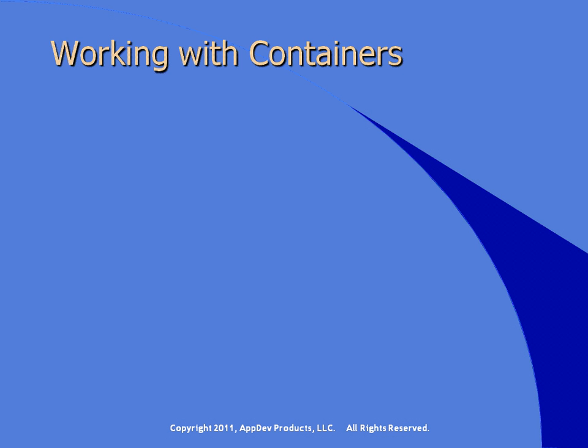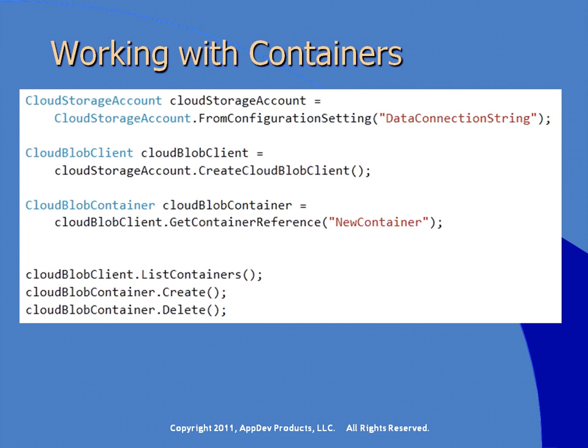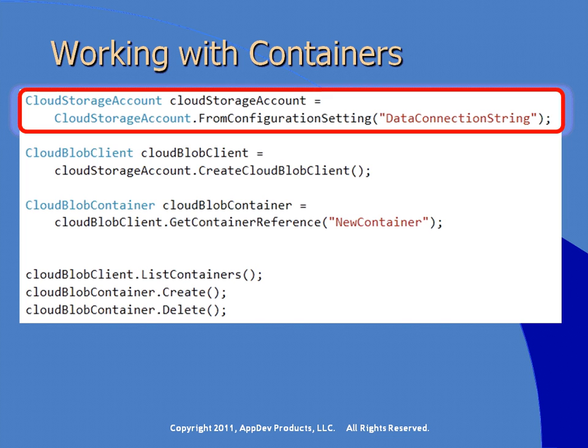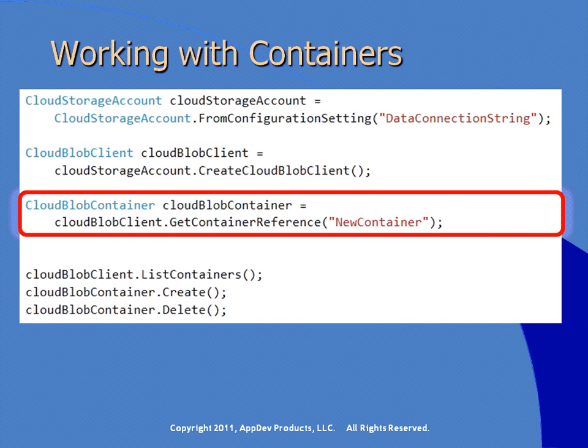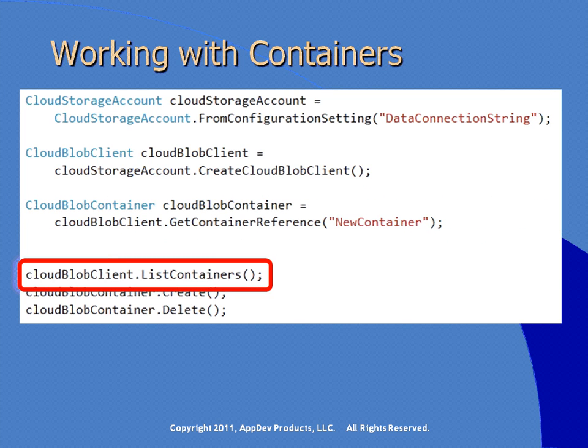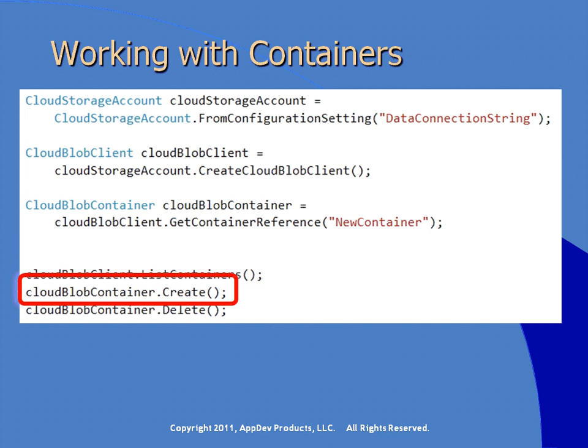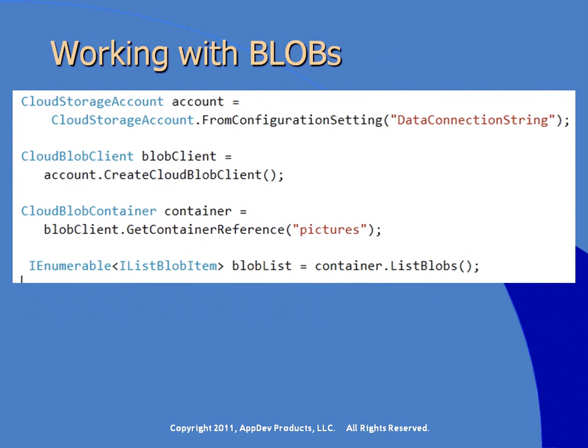So let's take a look at how you would work with containers. It's actually very similar to working with tables and queues. The first thing to do is to get an instance of your cloud storage account, then get an instance of the cloud blob client, and then you can get an instance of a specific cloud blob container. Once you have access to the cloud blob client and cloud blob container, you can list containers, create containers, or delete containers. And once you're within a container, then you can start working with blobs.